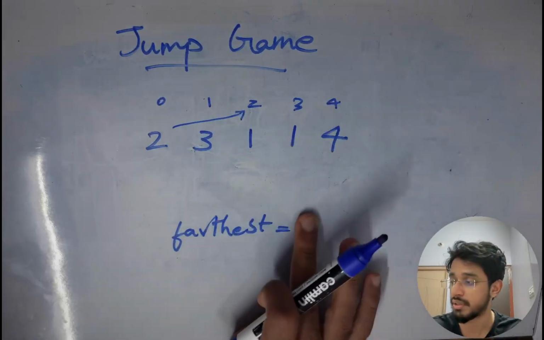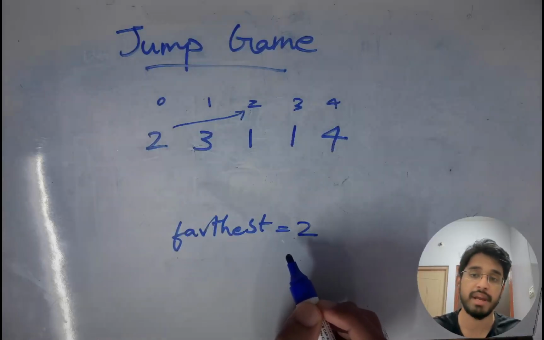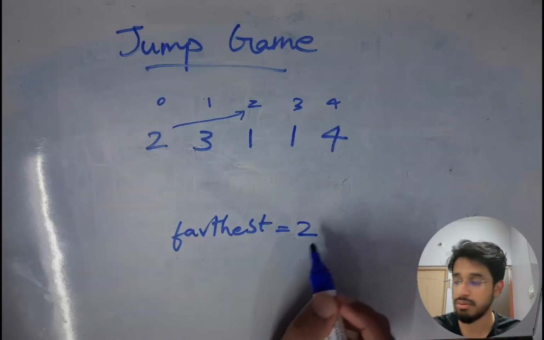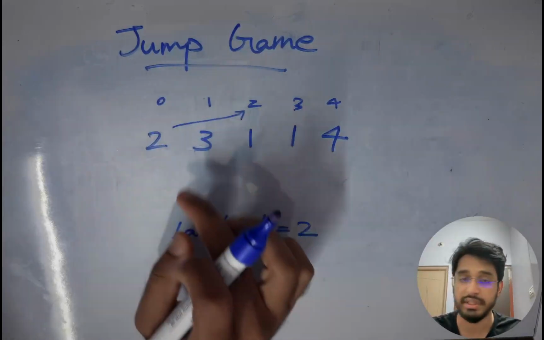So we need to update this 0 to 2. Basically, we just need to apply the math operator: which one is greater, 0 or 2, and based on that we update this particular variable. All right, so now let's go to the second index.